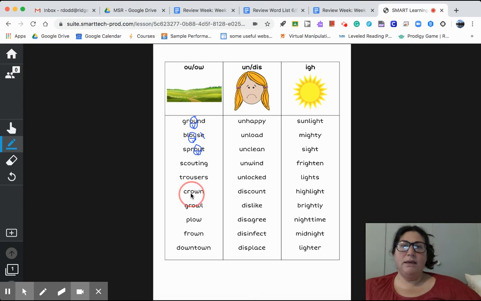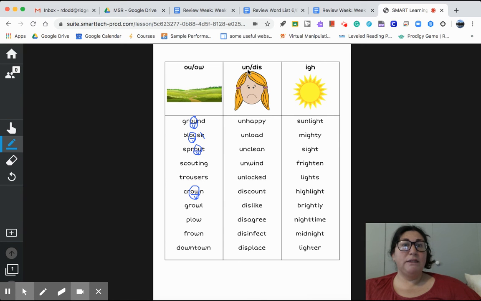The only thing to note, if you were to code it, is that sometimes OW does have a different sound, which is O. So that's why when you mark it with your V, if you were coding a list of different words, you would have to notice, oh, is this at the end of the word? No, but is it before a final N or L? Yes. So then this would be a circle as well. And that word is crown.